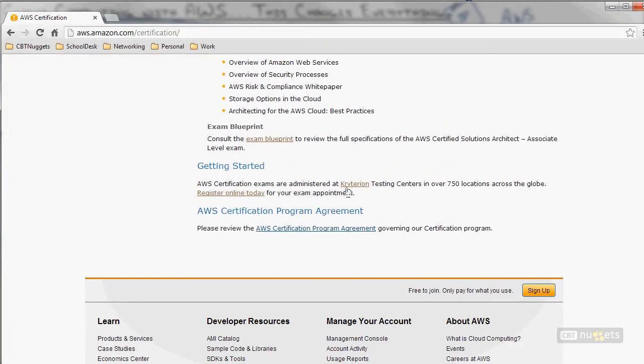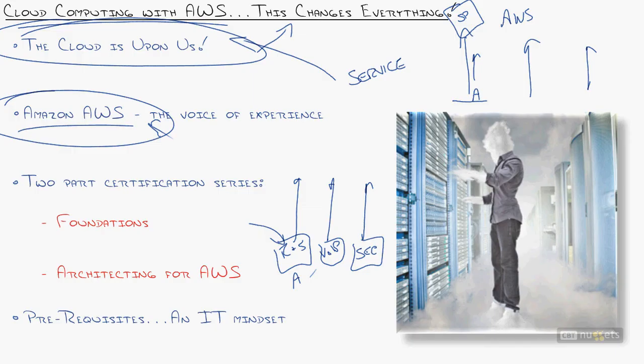Right now, the testing is done through Criterion, which today is focused primarily on just Amazon Web Services testing, and they have a lot of locations. So hang on, I'm starting to get into the exam itself. Let me come back here and just make sure I hit the other two key points.